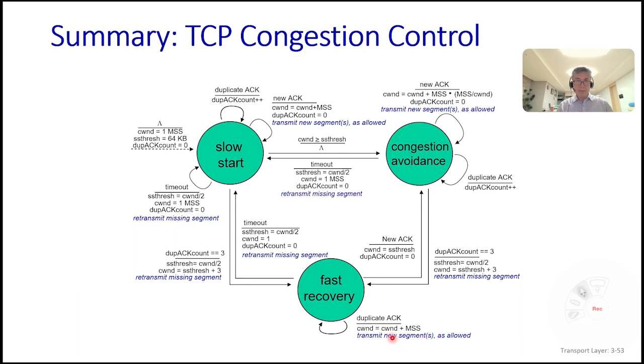And then when a timeout happens, regardless of TCP Tahoe or Linux, the threshold value is set to cwnd divided by 2, and cwnd is set to 1, and the duplicate ACK count is 0. Okay, and then we start again. So on timeout here, you acknowledge.